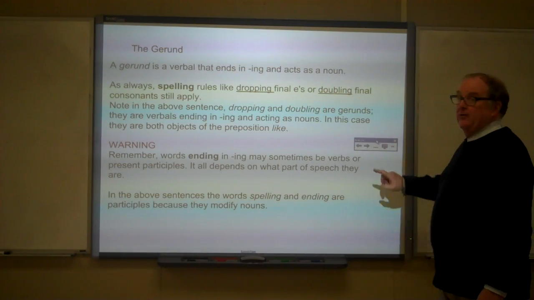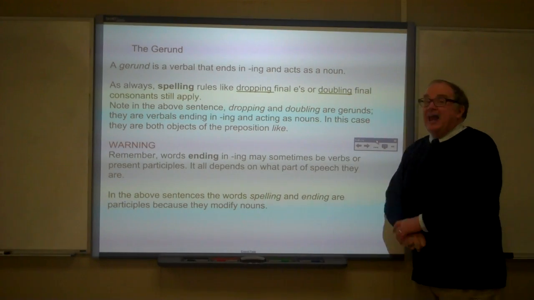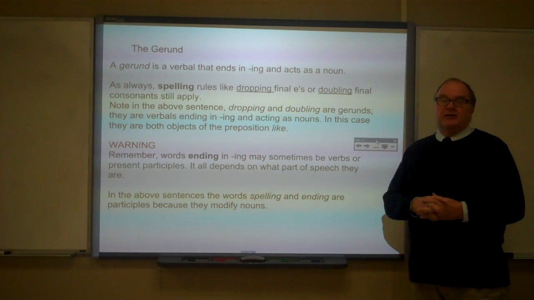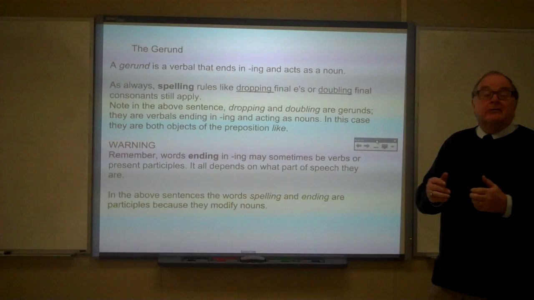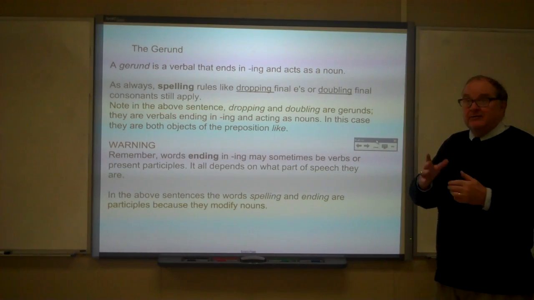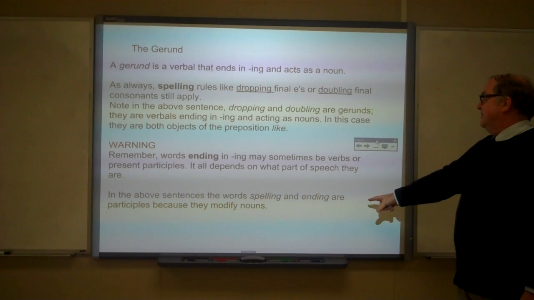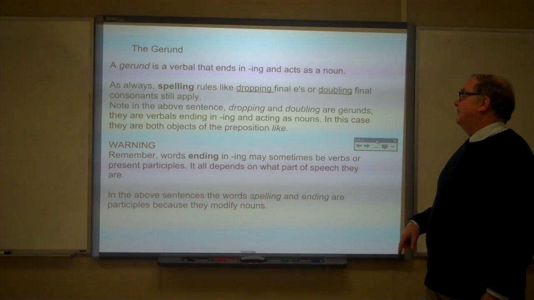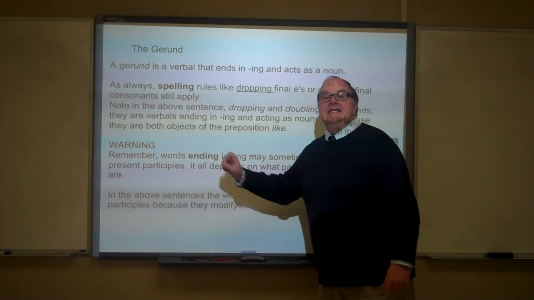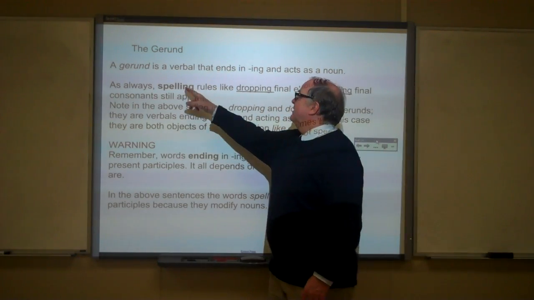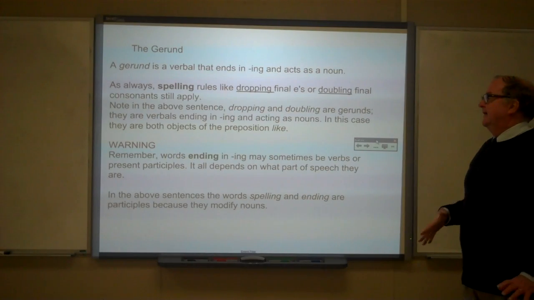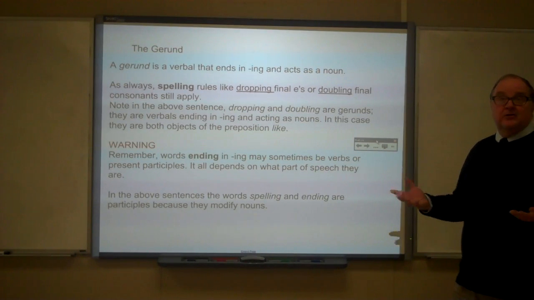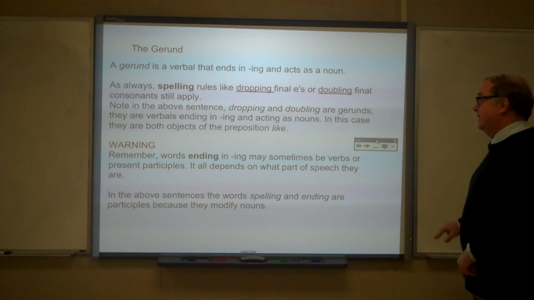Here's a warning. Notice I even wrote it in red because warnings are important. Remember, words ending in ing may sometimes be verbs or sometimes present participles. It all depends on what part of speech they are. If it's part of the verb phrase, it's a verb. If it's modifying a noun or a pronoun, it's a participle. Okay? In the above sentences, the words spelling and ending are participles because they modify nouns. So ending modifies words, and spelling modifies rules. Okay? What kind of rules? Which words? So answering the question which or what kind, those are adjectives.